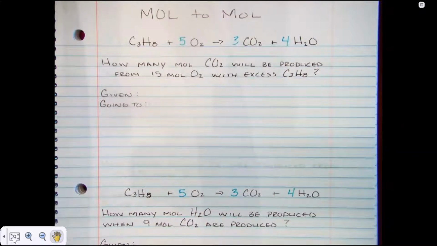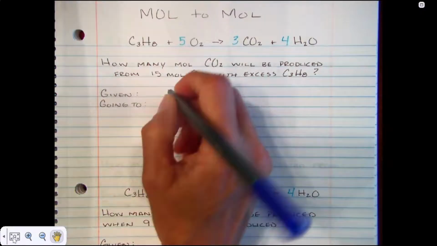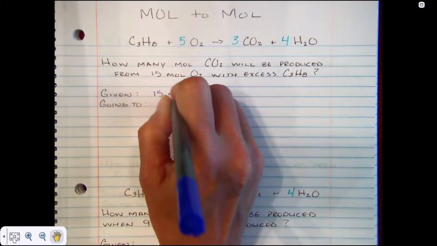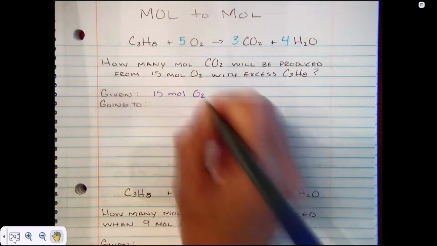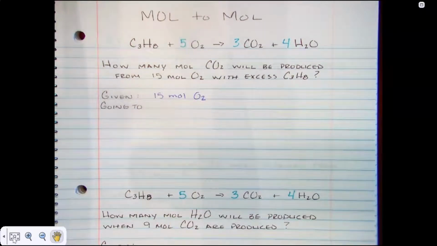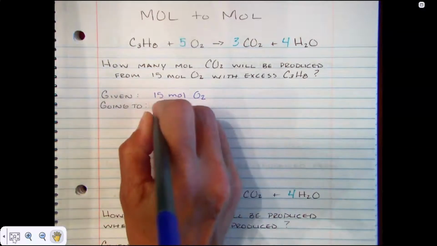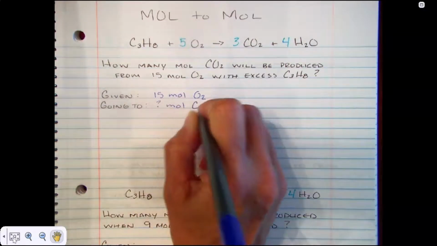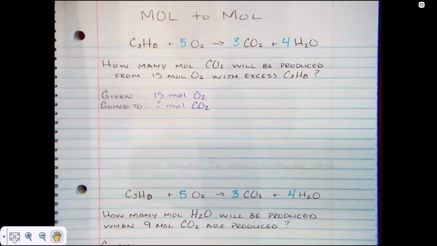So if we look at the first problem, it says how many moles of CO2 will be produced from 15 moles of oxygen with excess C3H8. So our given in that problem is what follows the number, or the amount that we have. So our given is going to be 15 moles O2. What we're trying to figure out is how many moles CO2 are going to be made if we only have 15 moles of oxygen.